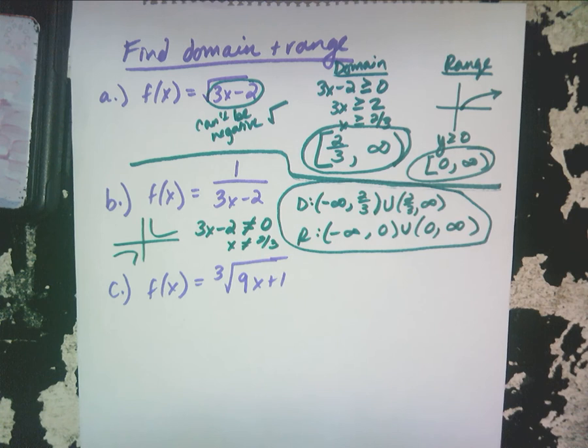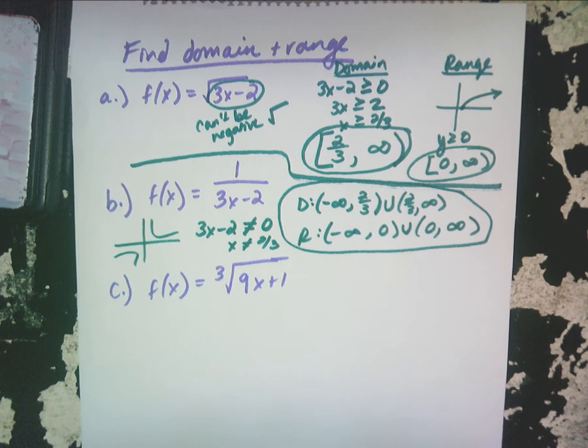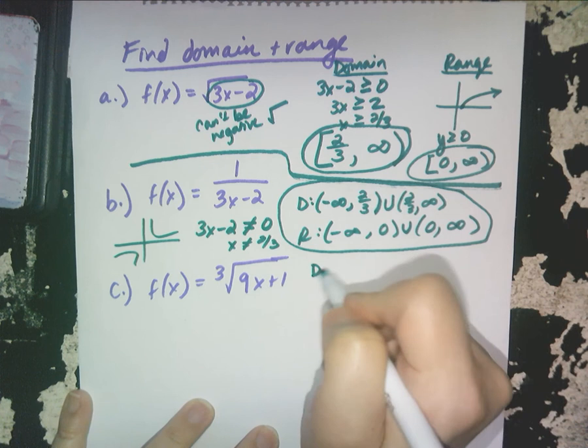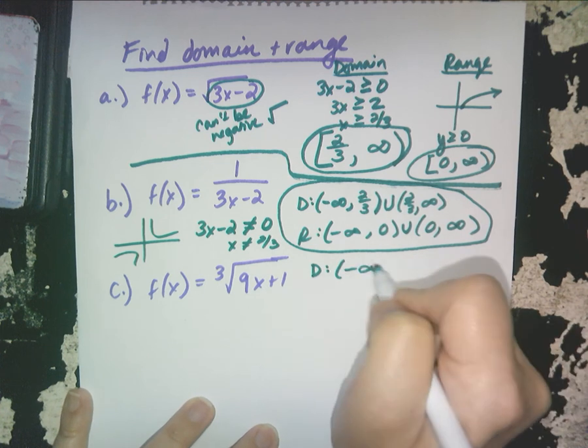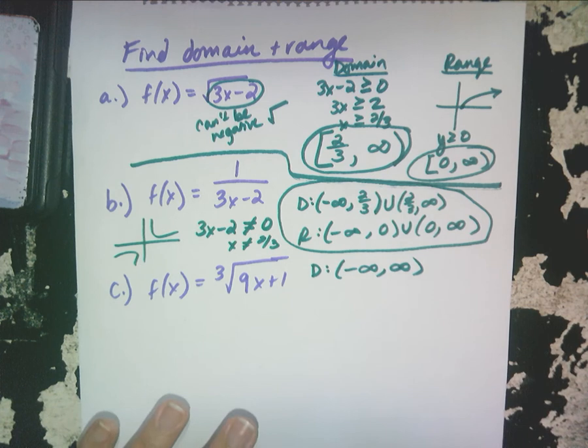All right, and one more, the cube root of 9x plus 1. We just kind of already alluded to this. You can be negative if you are a cube root or a fifth root or a seventh root, anything like that. You're allowed to be negative. You're also allowed to be positive. So, hey, guess what your domain is? All reals. So how do you write all reals as interval notation? Negative infinity to infinity.